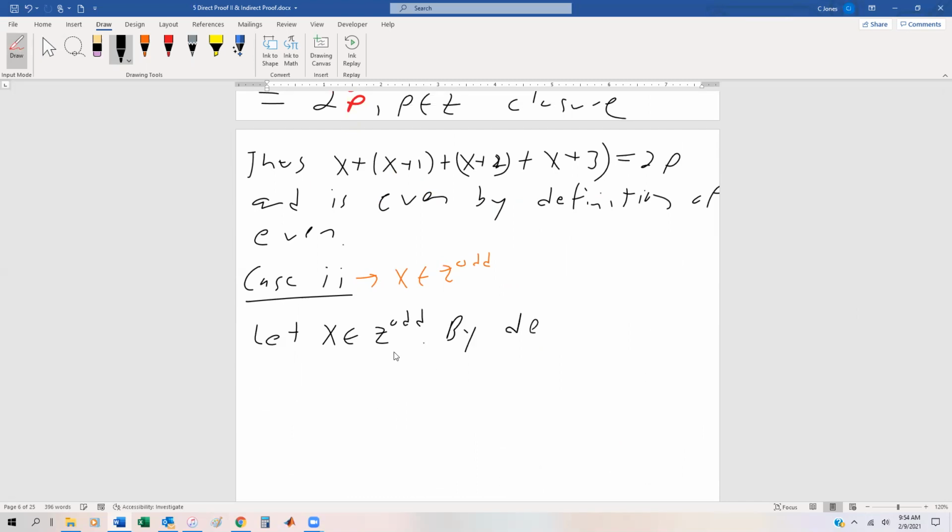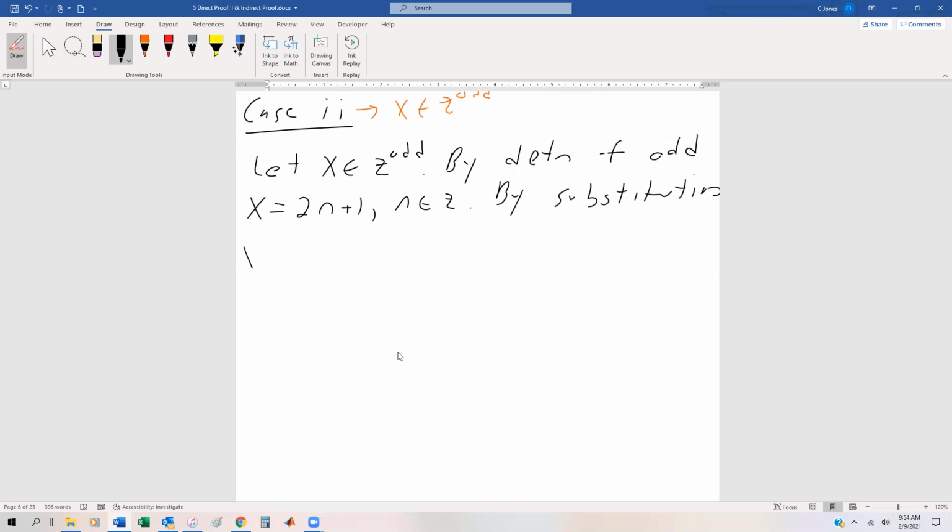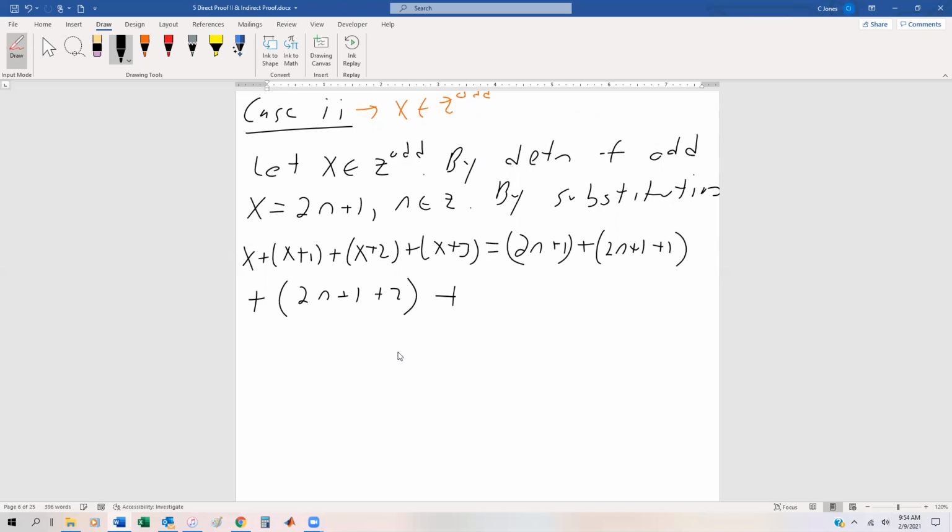We know by definition of odd that x is going to be equal to 2n plus 1, where n is an integer. By substitution, and it's going to be a long one, but that's okay, we know that x plus 1 plus x plus 2 plus x plus 3 is going to be equal to 2n plus 1 plus 2n plus 1 plus 1 plus 2n plus 1 plus 2 plus 2n plus 1 plus 3.